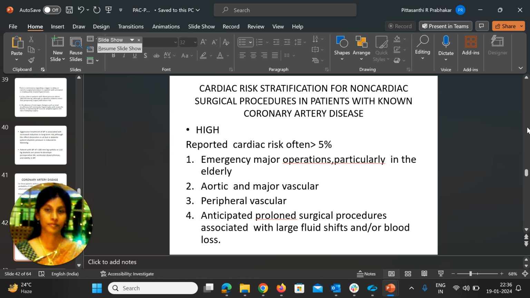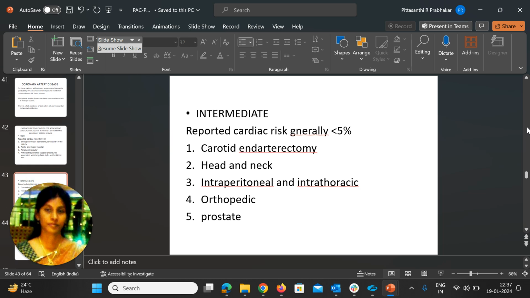Cardiac risk stratification for non-cardiac surgical procedures in patients with known coronary artery disease. High cardiac risk: the reported cardiac risk is often more than 5% in emergency major operations, particularly in the elderly, aortic and major vascular procedures, peripheral vascular disease, and anticipated prolonged surgical procedures associated with large fluid shifts or blood loss. Intermediate risk: the reported cardiac risk is generally less than 5%, like carotid endarterectomy, head and neck, intraperitoneal and intrathoracic, orthopedic, and prostate surgeries.